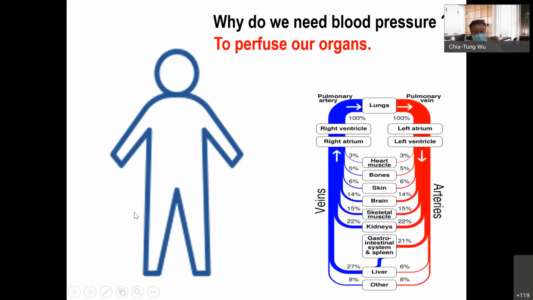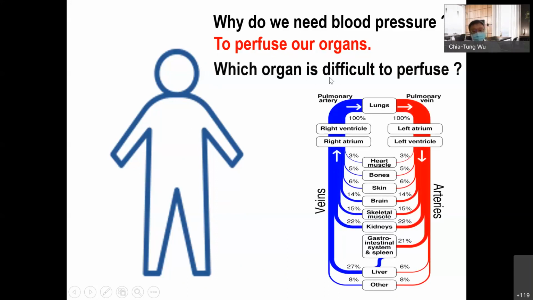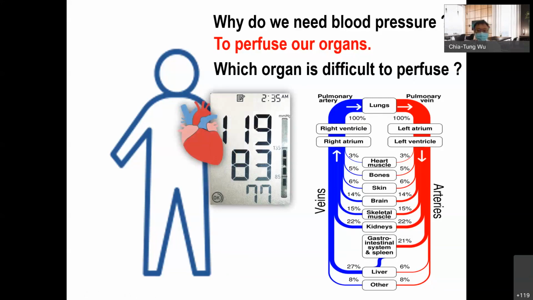So when you are in a standing position, which organ is the most difficult to perfuse? Of course, it's our brain. Our brain takes about 15% of blood from the left heart. But you can do an interesting experiment. If you have a blood pressure machine, you can check your blood pressure. First of all, you sit down and check your blood pressure at the left arm. And this is my blood pressure, 190 and 83 at this level, at heart level.